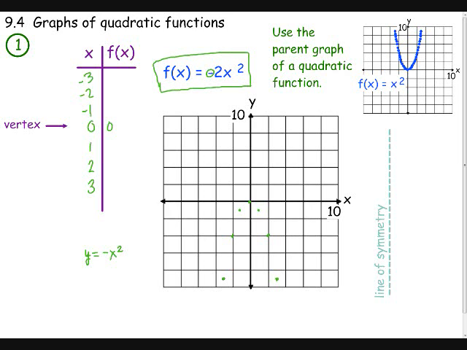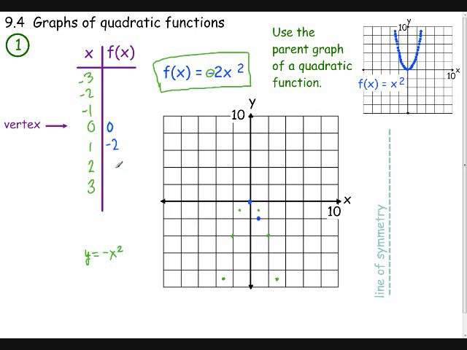Oh, maybe I should be changing color so I don't confuse you. Got blue here. So I put a 0 in, and I get a 0 out. Here we go, right there. I put a 1 in. What happens then? 1 squared is 1 times a negative 2. Ooh, I get a negative 2 out. So positive 1 in, negative 2 out.